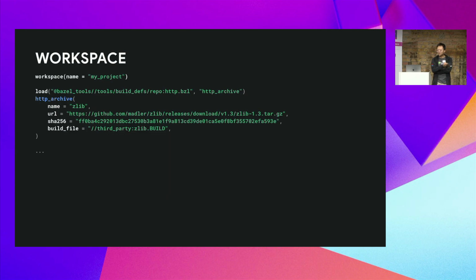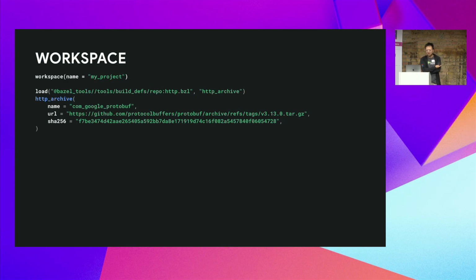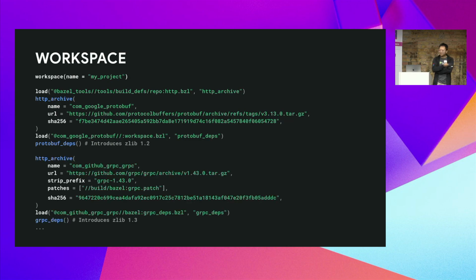Let's take a more complicated example. Say you want to introduce protobuf. But protobuf also has some other transitive dependencies, right? WORKSPACE is the only place where you can define the external dependency, and it only works in the root project. So that's why Bazel users often have to use this dependency macro, a macro from the protobuf repo, which introduces the dependencies of protobuf. Say protobuf introduced zlib 1.2. What if you also depend on gRPC, and it also depends on zlib, but wants a different version?